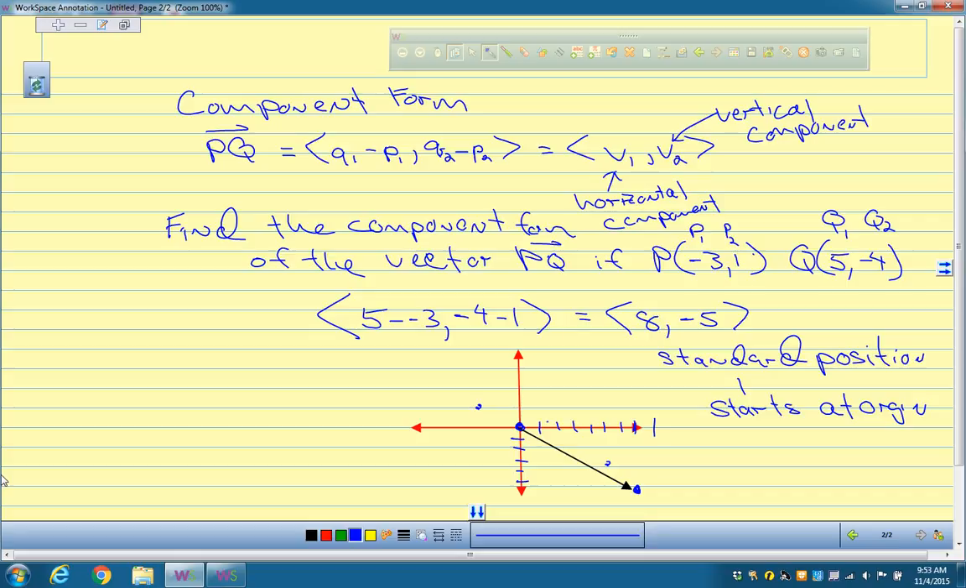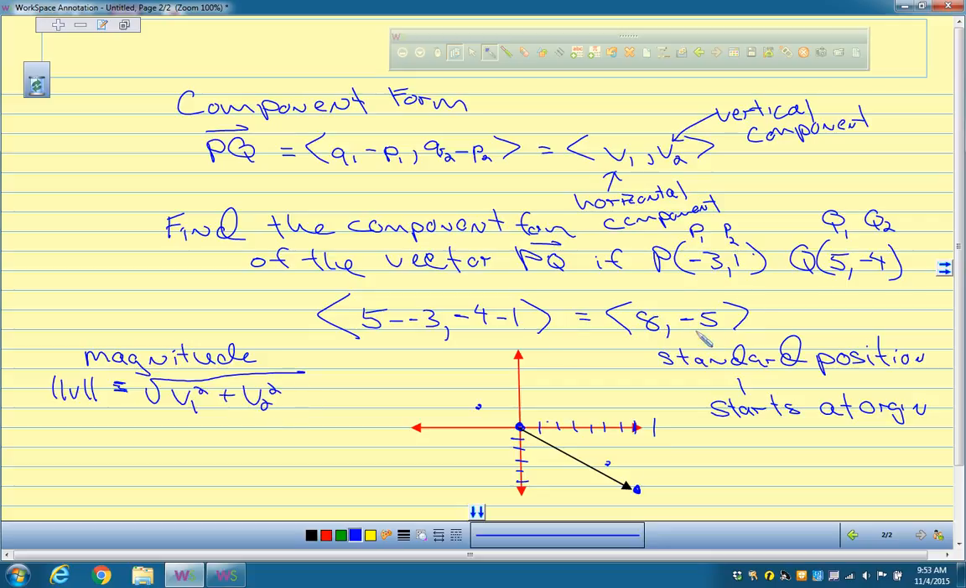What else do I have to talk about? Magnitude. Another way you could write the magnitude of V. Okay? Magnitude of V is really the same thing, x1 minus x2. But you could also take the square root of V1 squared plus V2 squared.